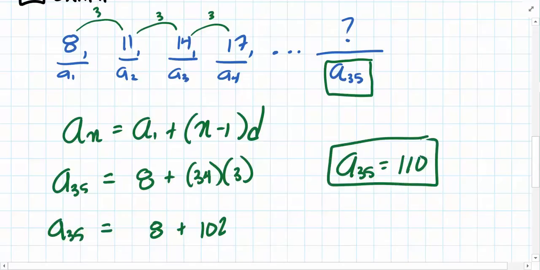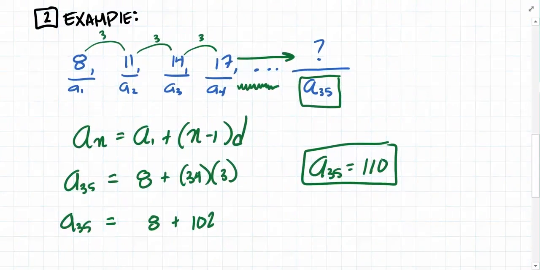This is why I call this the fast forward formula, because I was able to just fast forward all the way up to the 35th term. And I could skip all those terms in between 4 and 34, basically. So we're going to use this a lot in arithmetic sequences.